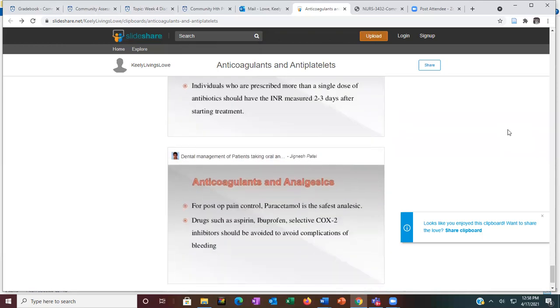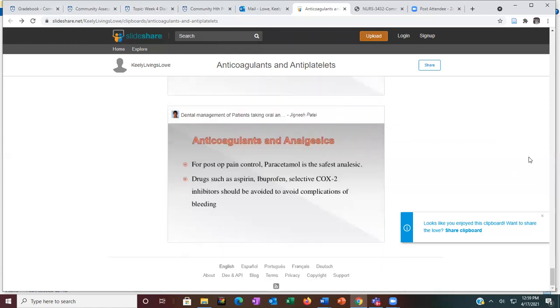What about analgesics? We said aspirin and NSAIDs also affect the ability of platelets to stick together. So we're getting a double whammy there of the anticoagulant cascade and the platelets. We've got to be really careful with that. We recommend that patients avoid things like ibuprofen, aspirin, and NSAIDs while taking anticoagulants, and paracetamol or acetaminophen, Tylenol, is really the safest option for those patients.